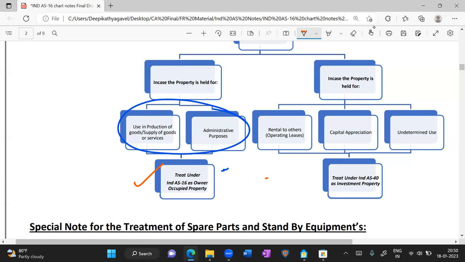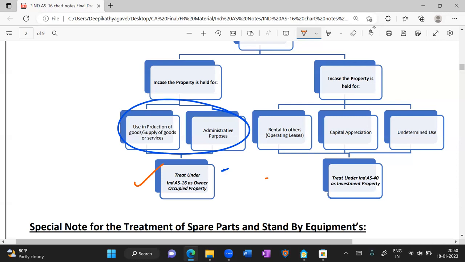First case, if it is rental to others, you must remember that the entity's primary business should not be of doing that. Otherwise, that particular property will become your inventory, and it will be under IND AS 2. So this is where you need to be very careful and try to understand what the question is asking you. If the primary business is something else and I'm giving on rental to others, it will be treated as investment property under IND AS 40. If the land or building is solely purchased for capital appreciation, then again it is investment property under IND AS 40.